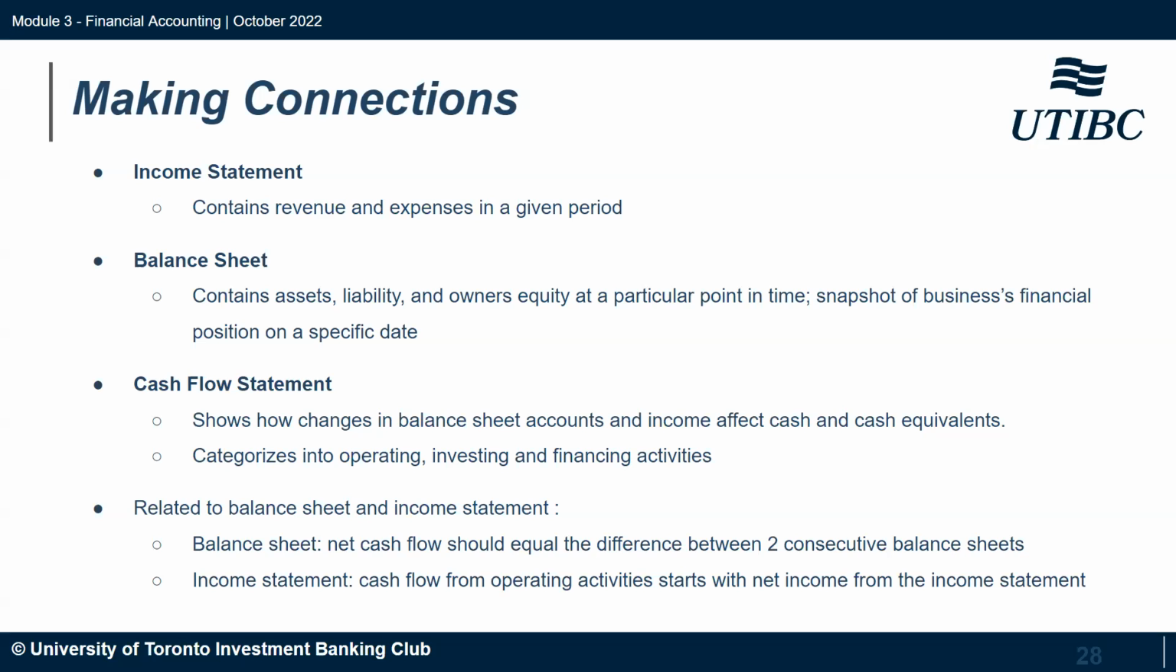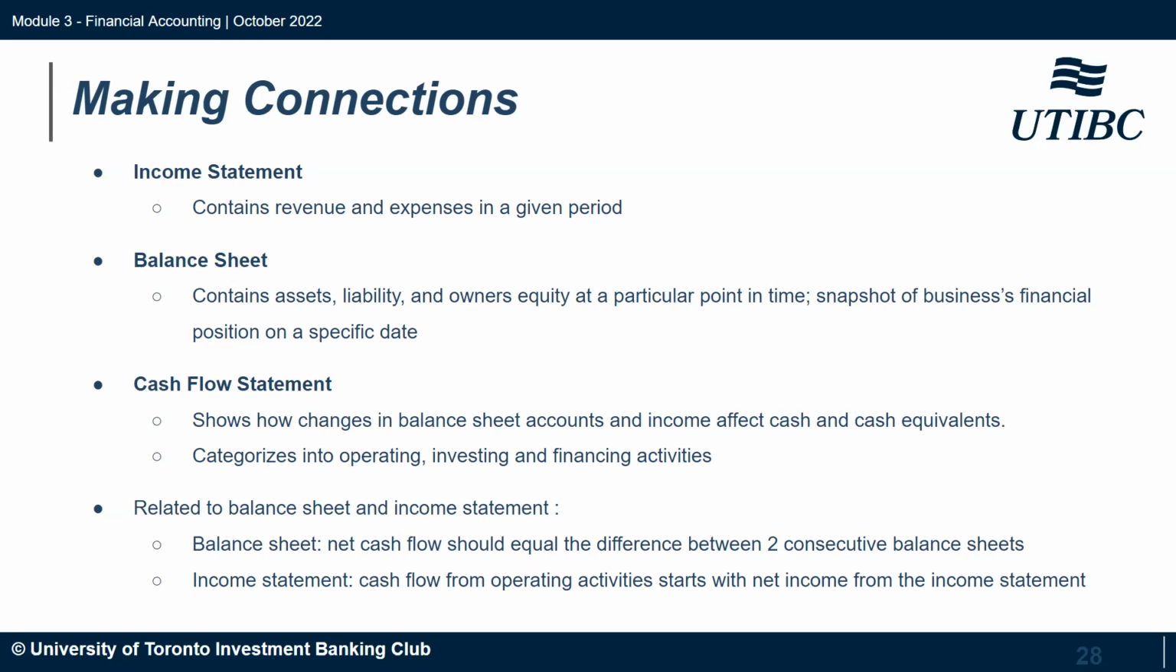So let's make connections with all of them. If we were to sum up each financial statement with one sentence, let's say for your interviews, if they ask you to name the 3 financial statements: for the income statement, you can just say it contains revenue and expenses in the given period. The balance sheet contains the assets, liabilities, and owner's equity at a particular point in time, which is essentially a snapshot of the business's financial position on a specific date. And the cash flow statement shows how changes in the balance sheet accounts and income affect cash and cash equivalents. It's categorized into operating, investing, and financing.